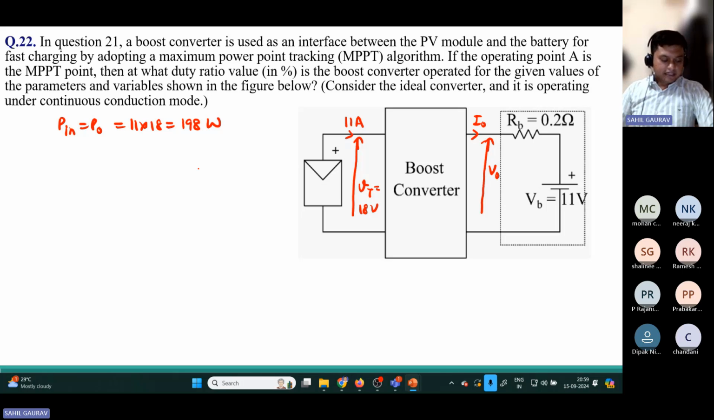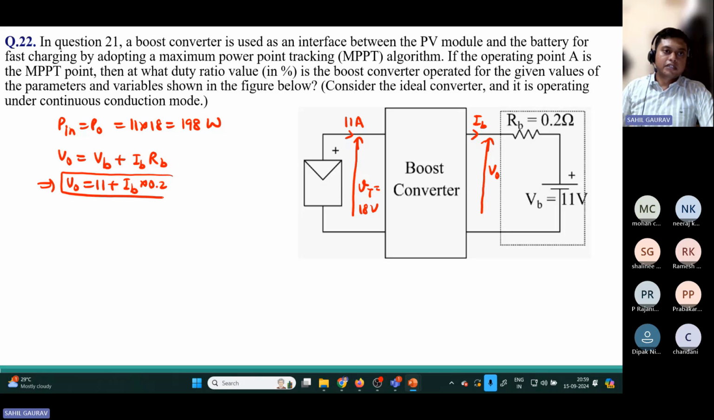So how can you find the duty cycle? We can write one equation: V naught equal to VV plus IV RV. So V naught is 11 plus IV into RV, where RV is 0.02. Let us assume this is the first equation. And V naught into IV is also 198 watt. So this is the second equation.